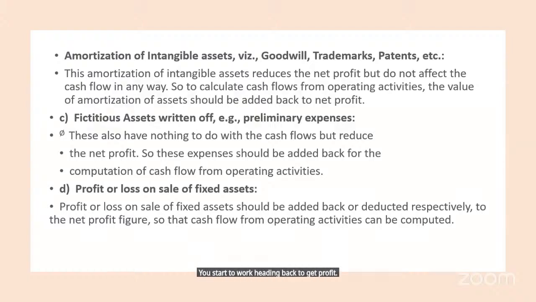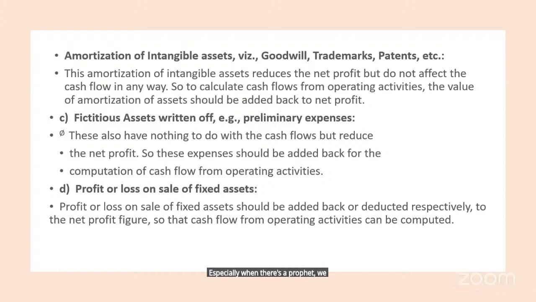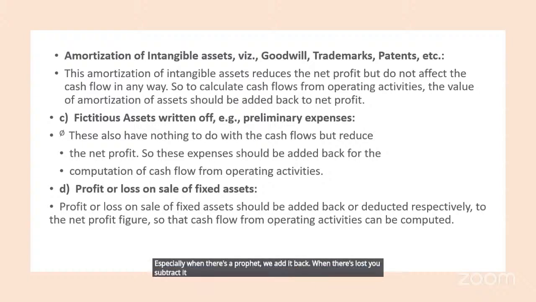What about profit or loss on the sale of fixed asset? Yes, you might sell fixed assets and then you may make profit or you will make loss. So the profit or loss on sale of fixed assets should be added back or deducted respectively. When there's a profit, we add it back. When there's a loss, you subtract it or reduce it from the net profit figure, so that the cash flow from operating activities can be computed.